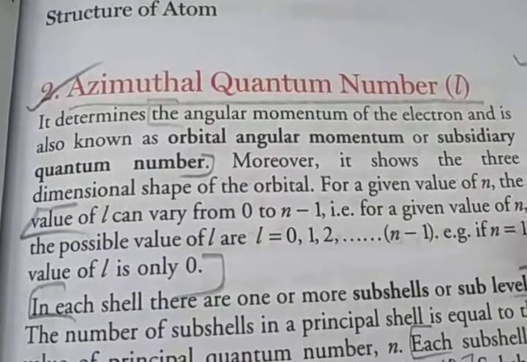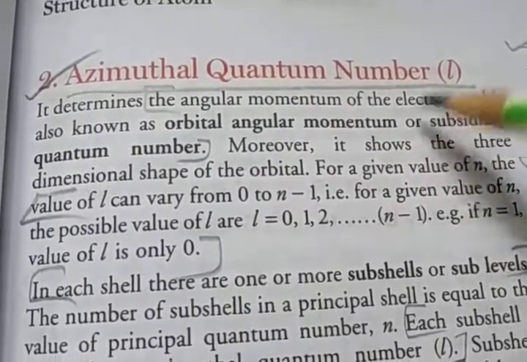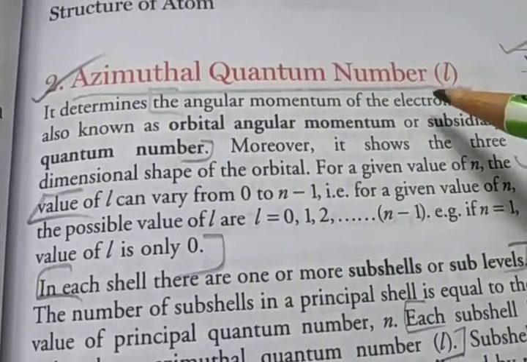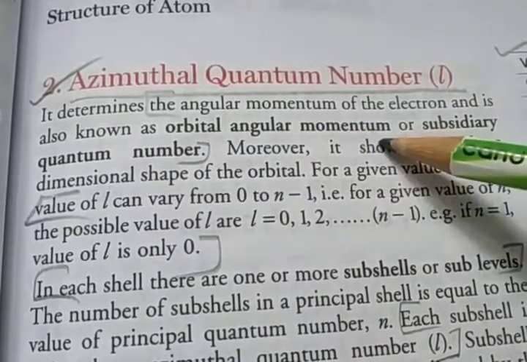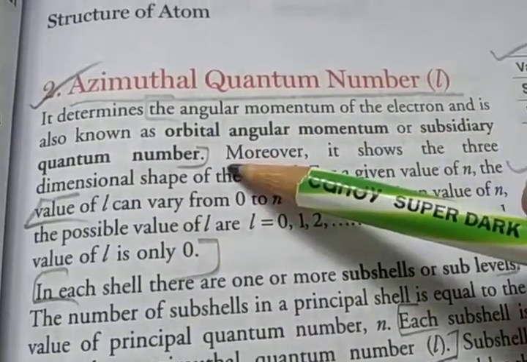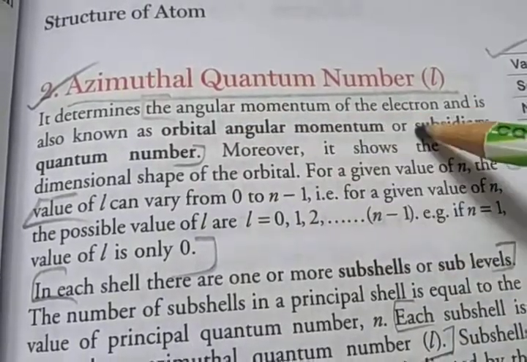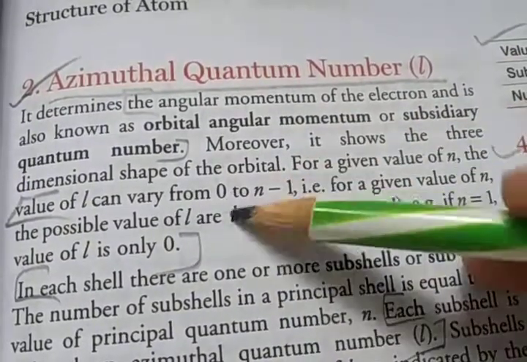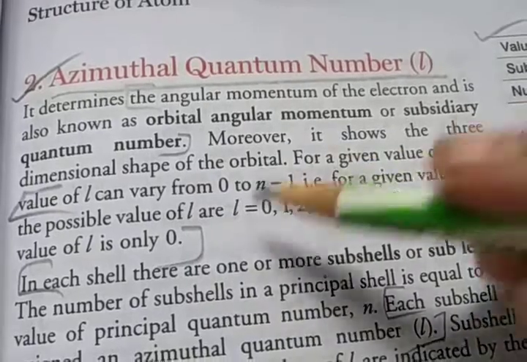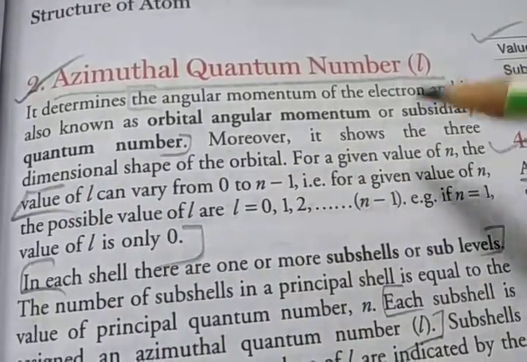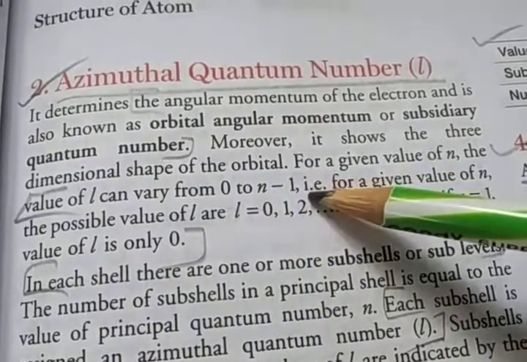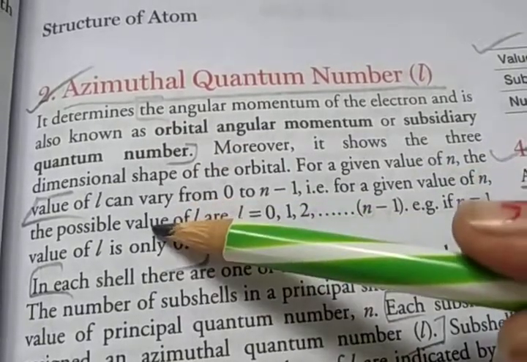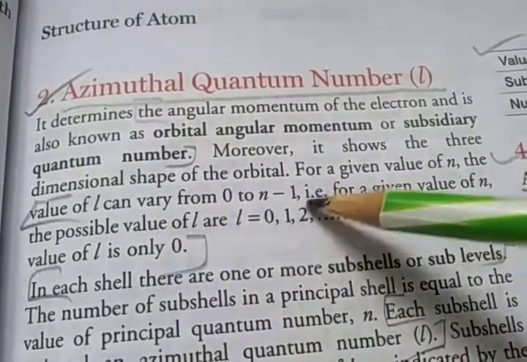The second one is the azimuthal quantum number, denoted by small l. It is also called the orbital angular momentum or subsidiary quantum number. It determines the angular momentum of the electron and shows the 3D shape of the orbital. For a given value of small n, the principal quantum number, the value of l can vary from 0 to n minus 1.